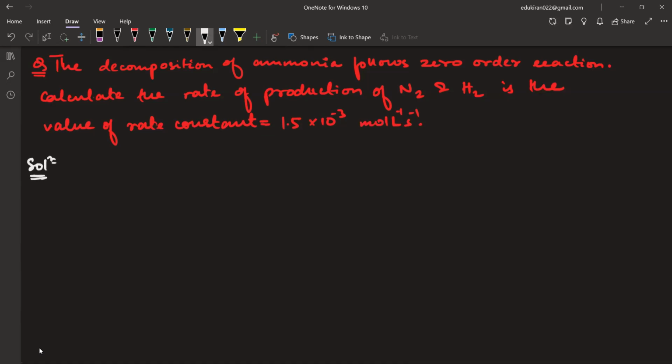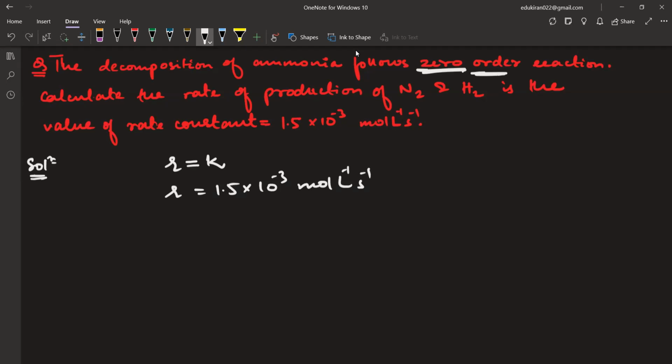Okay, so whenever you see that it follows a zero order reaction, it is given that it is following a zero order reaction. That means the rate will be equal to K only. And what is K? 1.5 into 10 to the power minus 3 moles per liter per second. Now this is my rate.